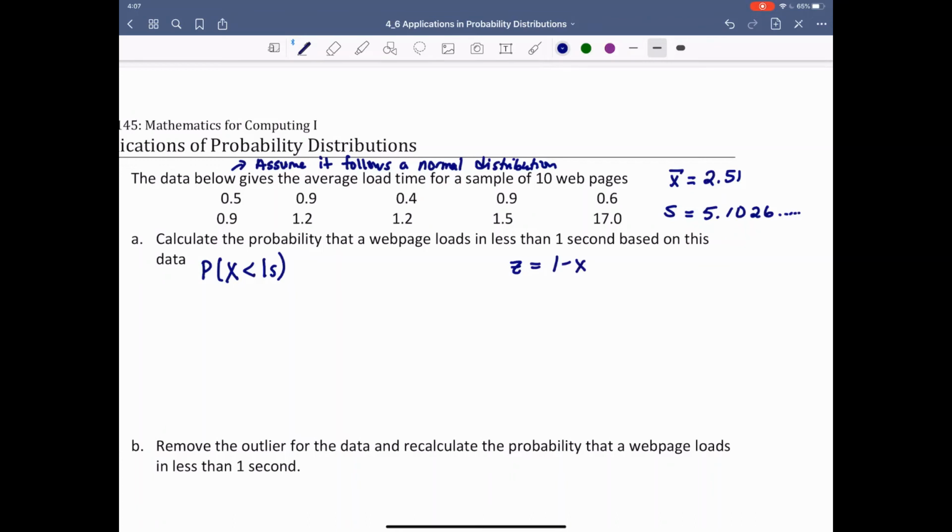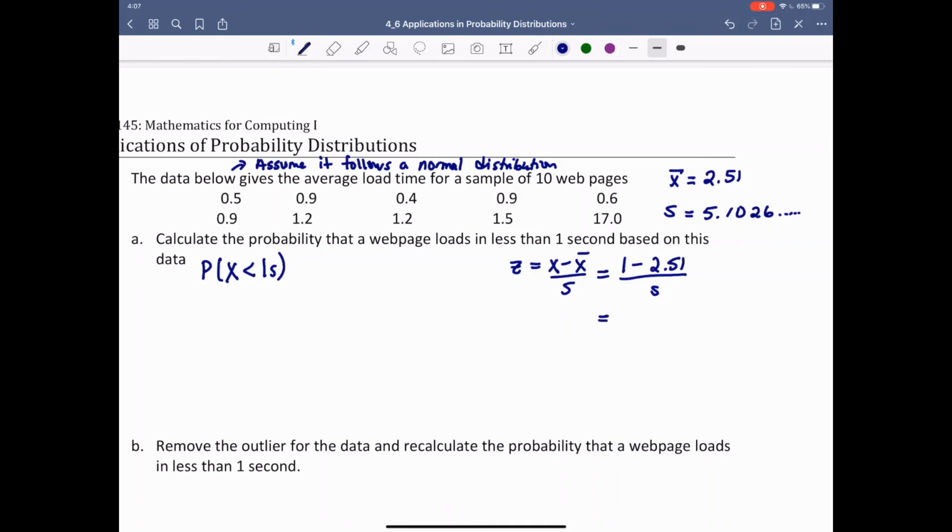So 1 minus the mean divided by s. I should say, instead of putting x here, it should be x minus x bar, which is 1 minus x bar, which is 2.51. And I'm actually going to leave my variable s here. So I don't want you to round this value. Avoid rounding the standard deviation. You can use the value right from your calculator's memory.